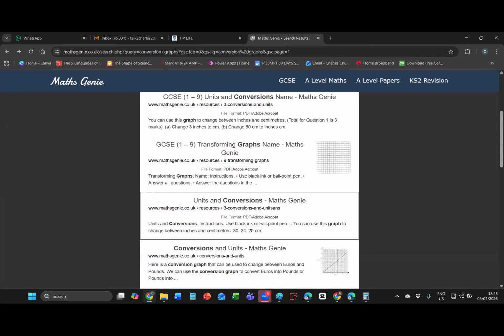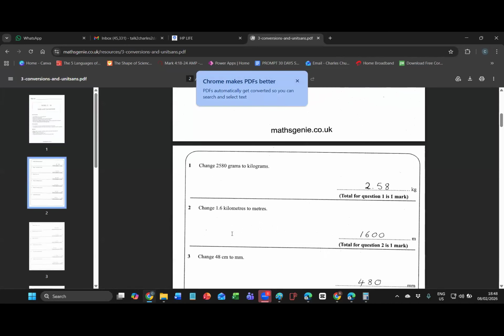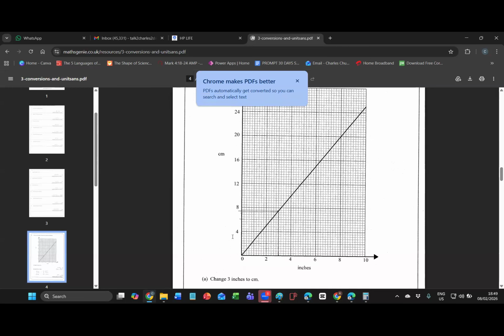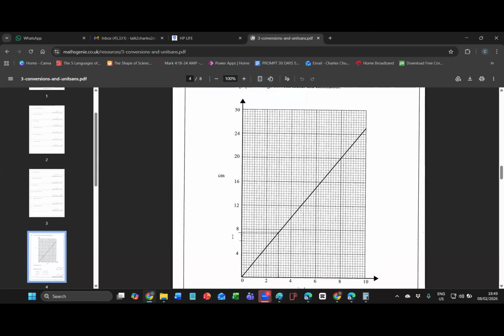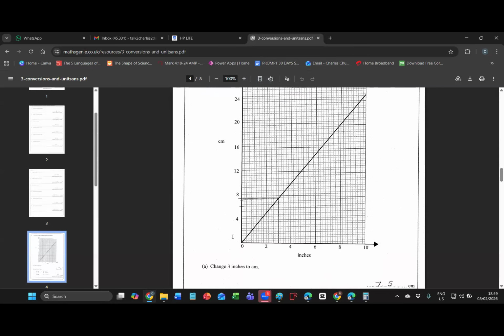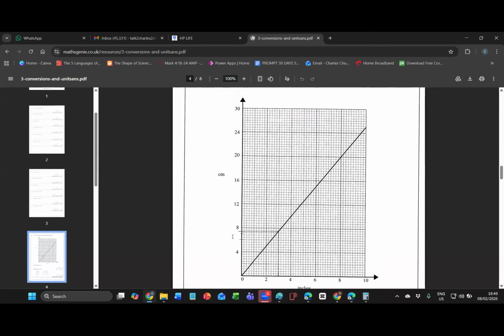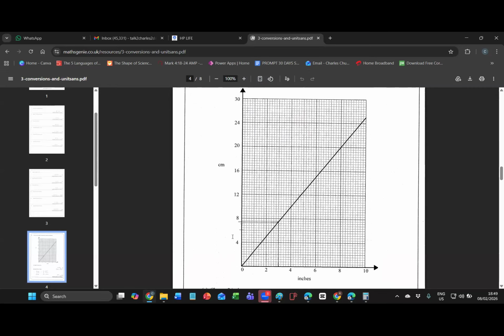Hmm? Units. Oh, okay. Don't worry. I think I've seen something. Units and conversions. Let's see. No, I think that's like, oh, never mind. How about this? Conversion between centimeters and inches. It looks more like it, right? Yes, yes. This one looks more like it.